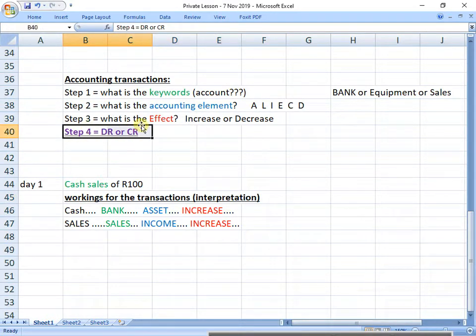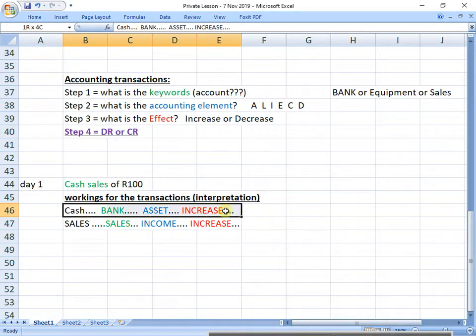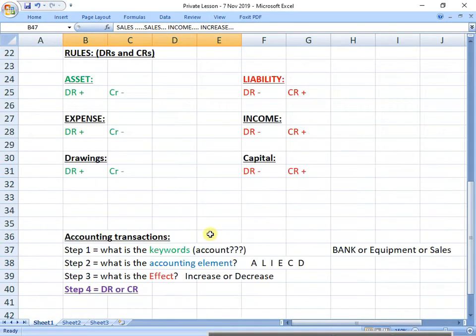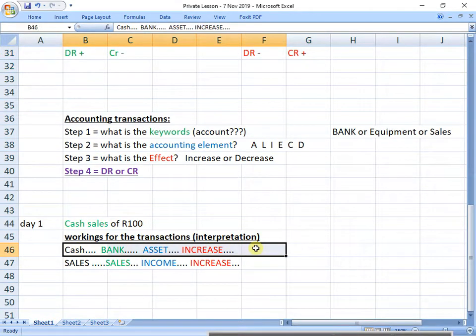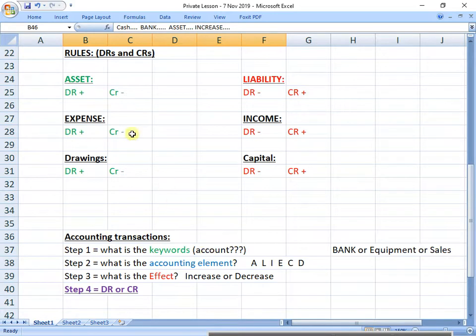The last step is the easy step because you've got the working, now you just need to apply the rules. Where's my rules? Here. There's my working. What did my working say? Bank is an asset, the asset is increasing. So, where do assets increase? Go look at your rule. Where do assets increase?